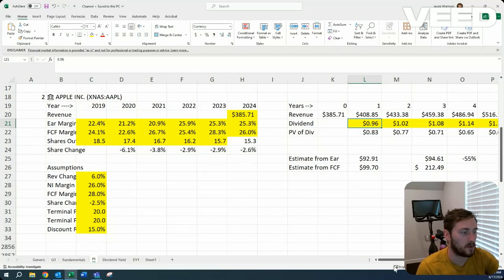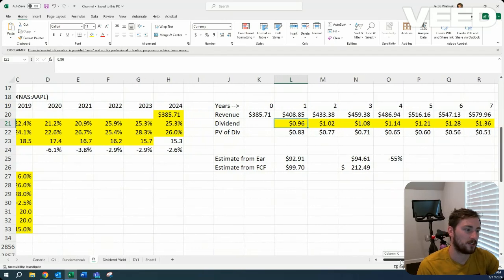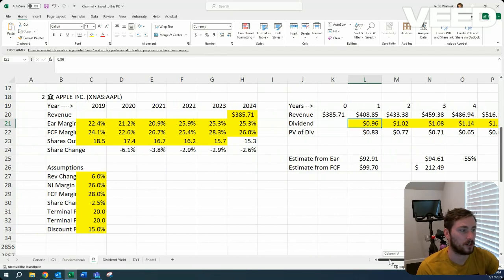And so I don't want to double count the free cash flow that the company makes and also calculate their dividend, calculate their share repurchases. So that's a little caveat there. But if you do want to create this model yourself, you really just need the revenue, the current rolling 12 revenue. And then here are all my assumptions. These are all hard input. You have your revenue growth number, your net income margin, free cash flow margin, share change, terminal P, terminal free cash flow, and then the discount rate.